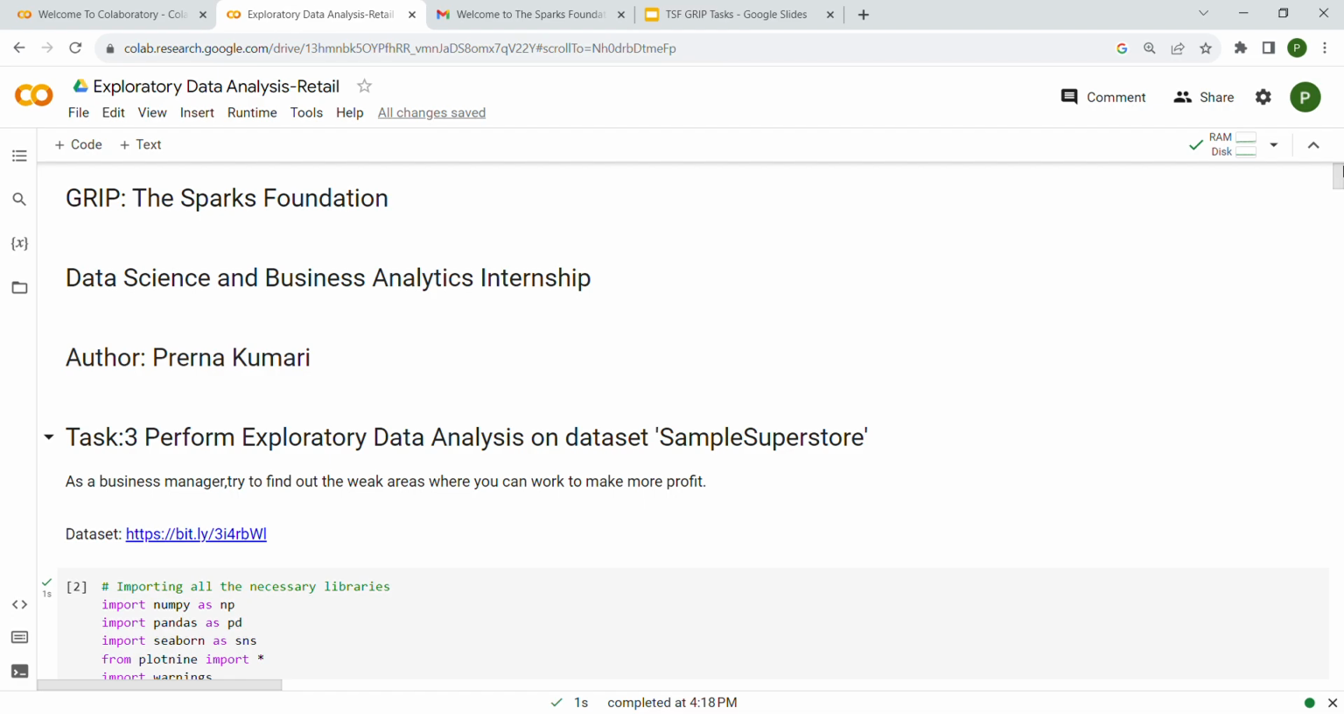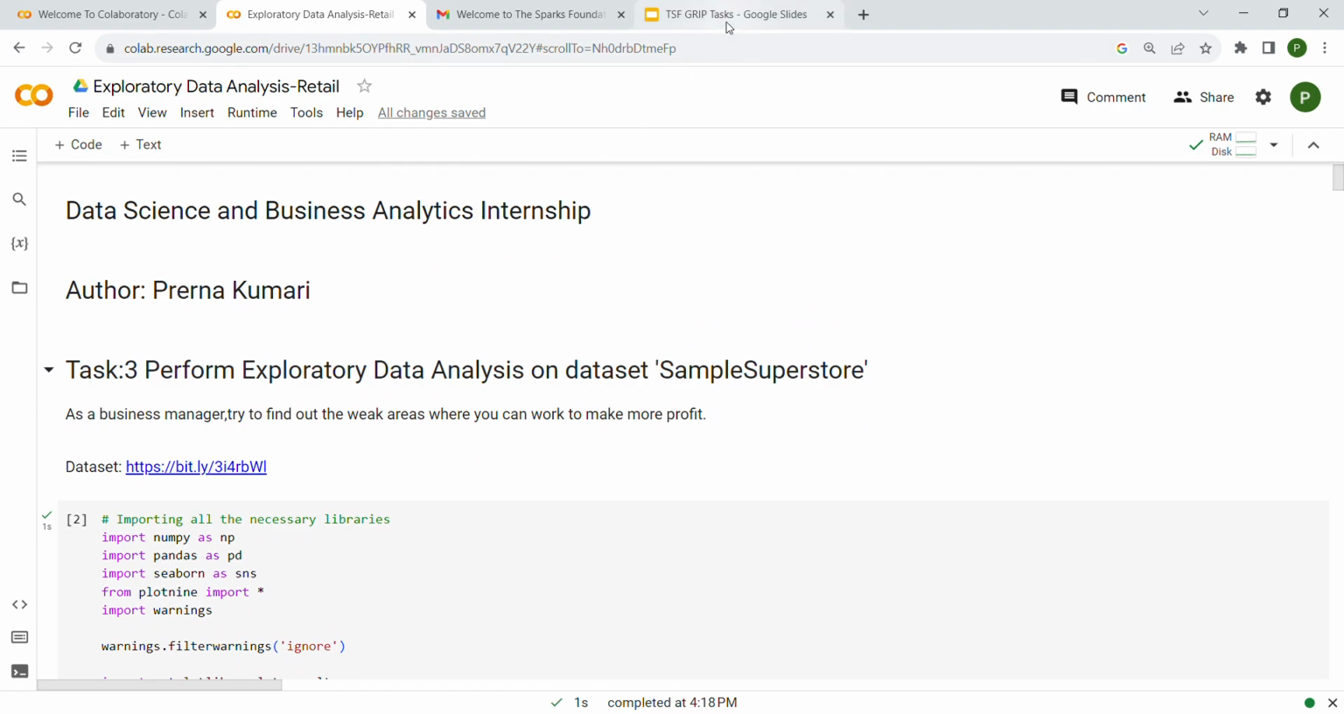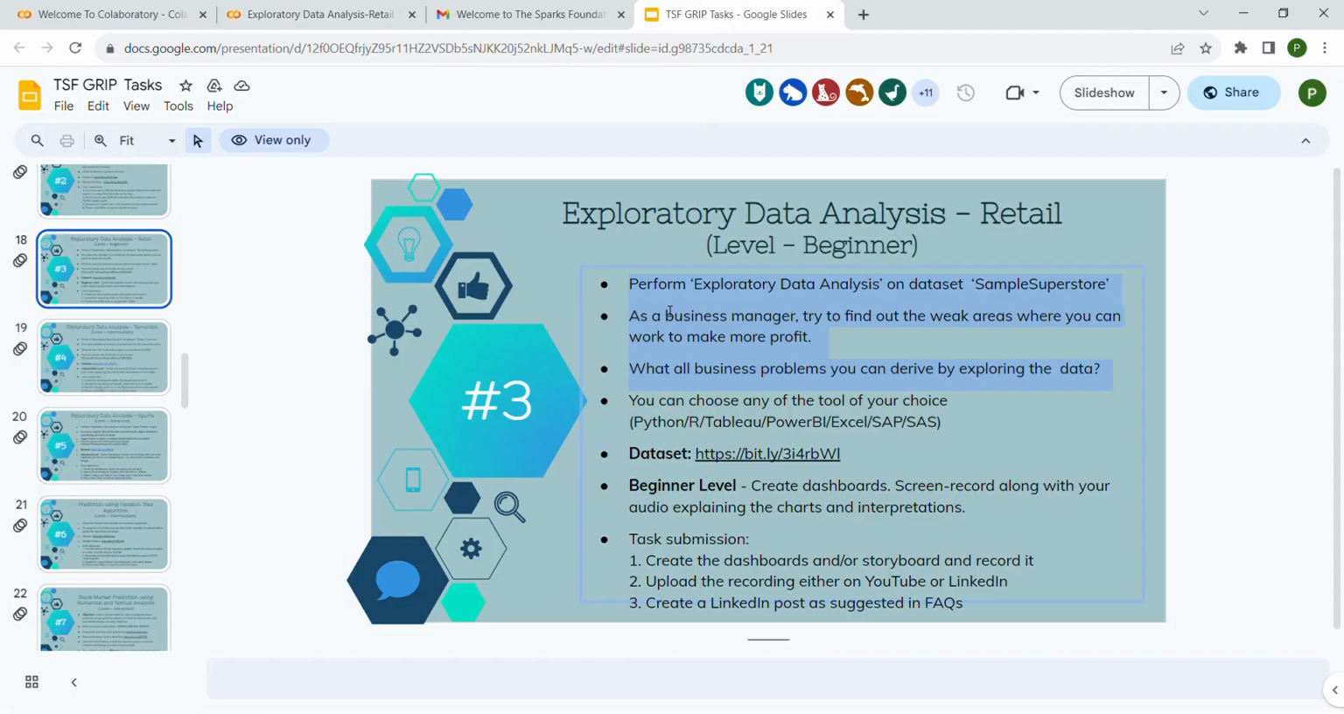So, here I have done with my task 3, that is perform exploratory data analysis on dataset sample superstore. Before moving to the task, let us first see the detailed task, what we have to do here. The task: perform exploratory data analysis on dataset sample superstore. As a business manager, try to find out the weak areas where you can work to make more profit. What all business problems you can derive by exploring the data, and the dataset link is given.